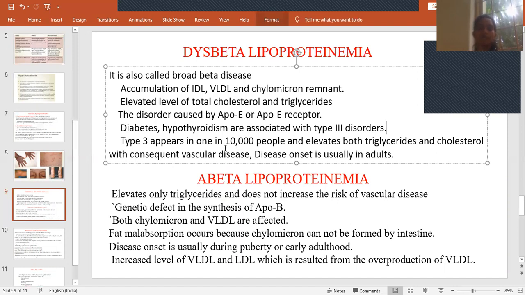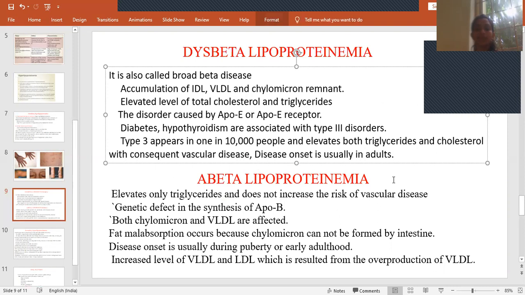Type 3 appears in 1 in 10,000 people and elevates both triglycerides and cholesterol with consequent vascular disease. That means coronary artery disease, venous thromboembolism and DVT, that is deep vein thrombosis. In conditions related to vasculature and blood vessels, we can see this disease, and the disease onset is usually in adults. Even dysbetalipoproteinemia is seen in adults.